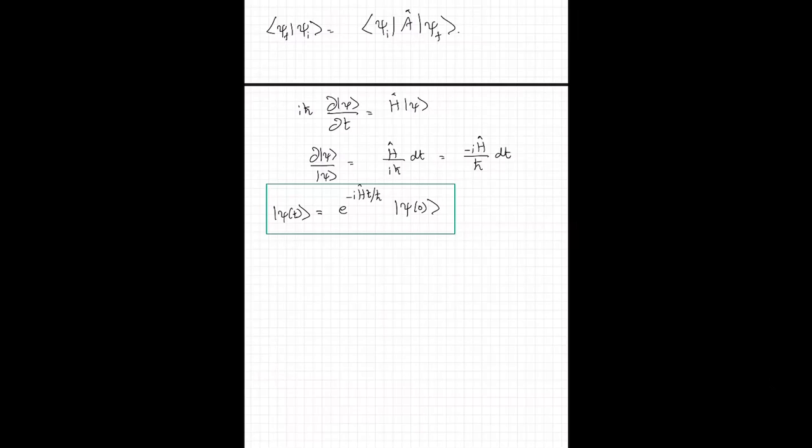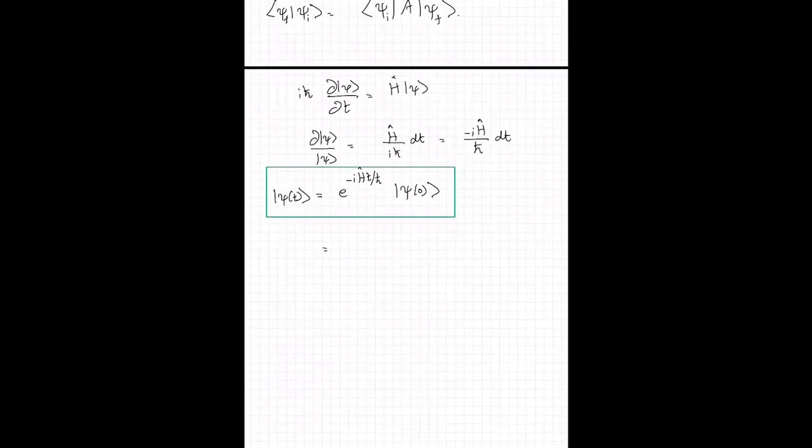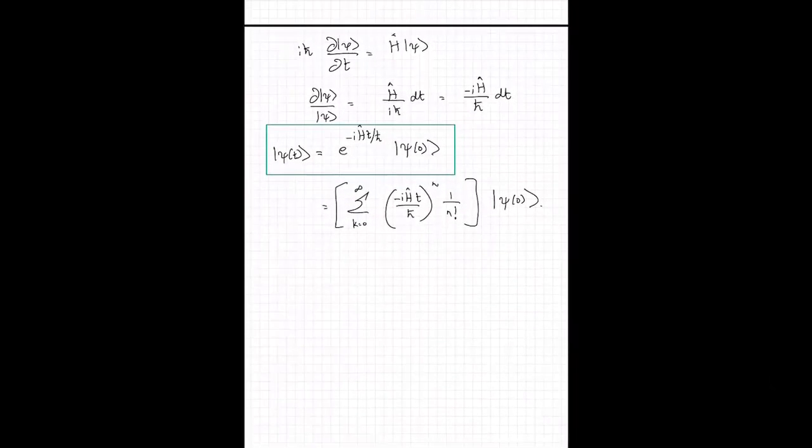Notice that it is not just a number acting on a ket; it is an operator, the Hamiltonian, acting on a ket. So this has to be understood as the operator, let us say sum over n equal to 0 to infinity, minus i t over h bar H to the n, times 1 over n factorial. This operator acts on the state psi of 0. Okay, that is how you have to understand this equation. So there is an infinite sum here. This is the formal solution at least.